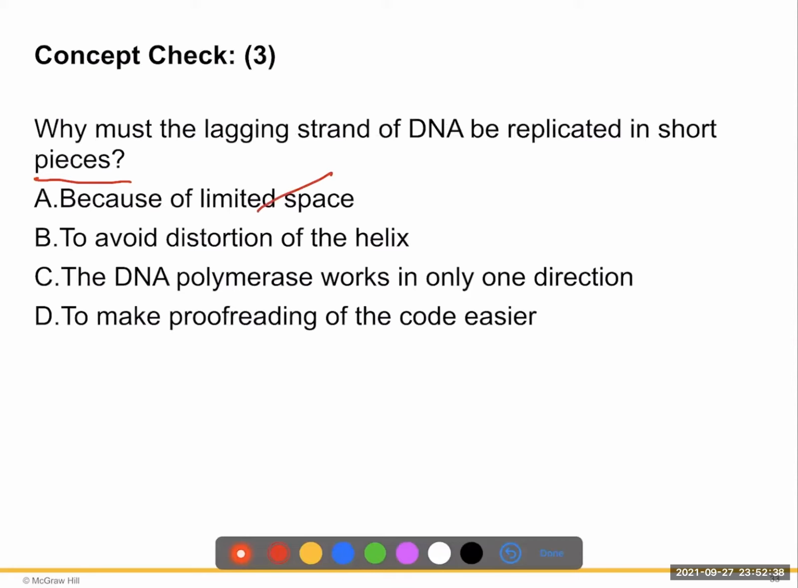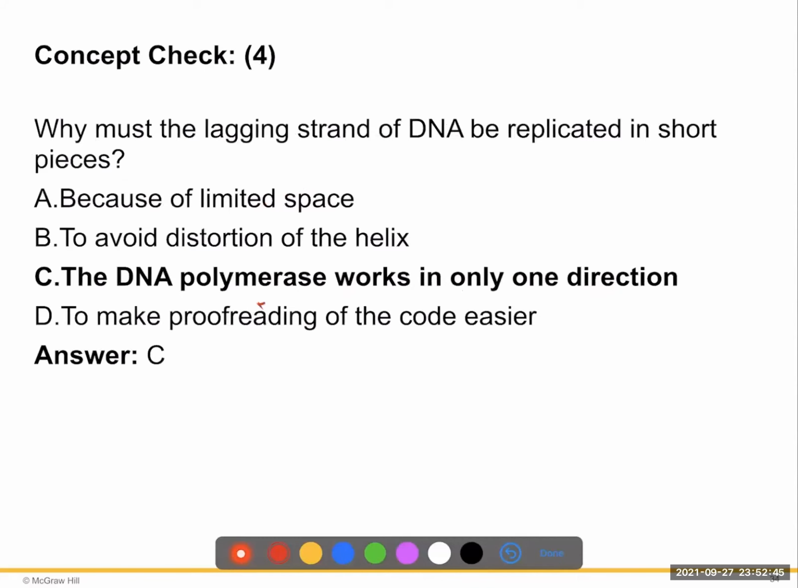Yes. Is it C? Yeah, DNA polymerase works only one direction. Okay, can only go one way. Perfect. Exactly right. Your DNA polymerase only links in one direction at a time. Okay, so it's in short pieces, and then we can just link them together. Perfect. Very good.